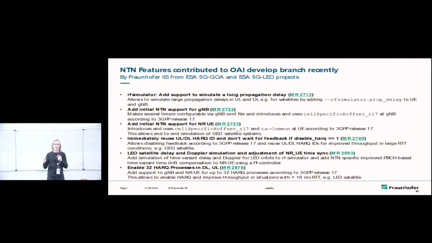Therefore, for this scenario, 3GPP specified that you can disable the feedback. We call it disable HARQ. So we are not using any retransmissions anymore. The HARQ processes are immediately reused. Therefore, we can saturate the downlink and uplink also with larger round-trip times. So this is the next thing, immediate reuse of uplink, downlink HARQ ID. Yes, then this is basically the core for geostationary satellites.